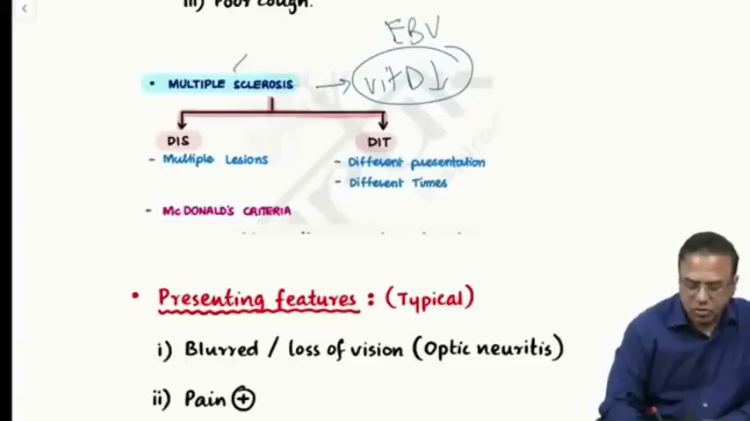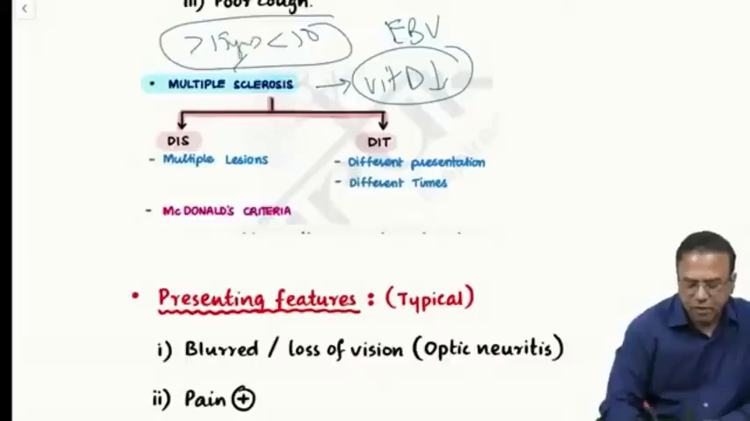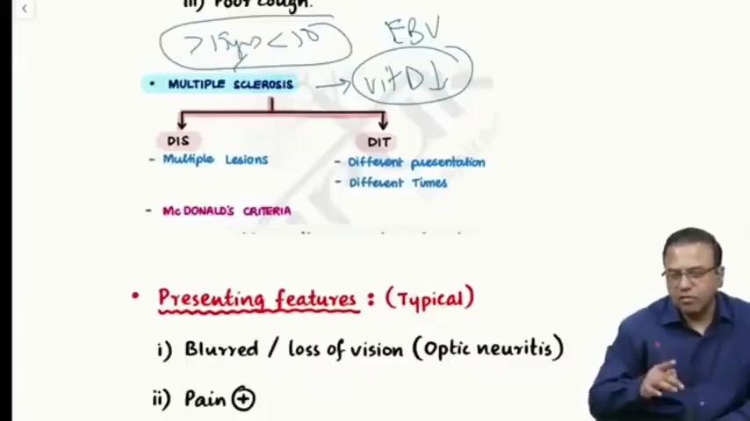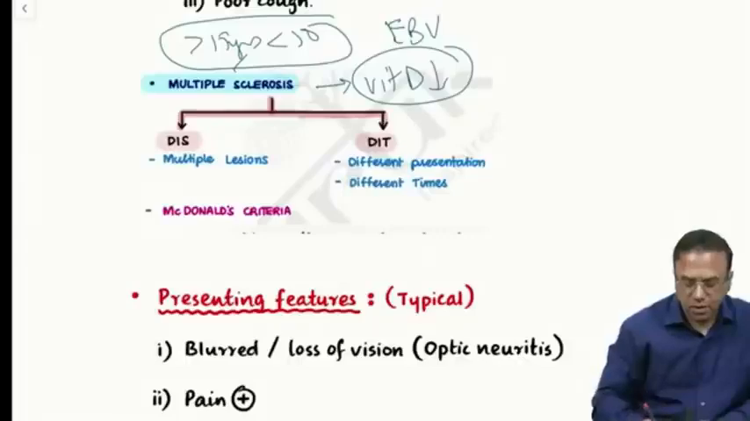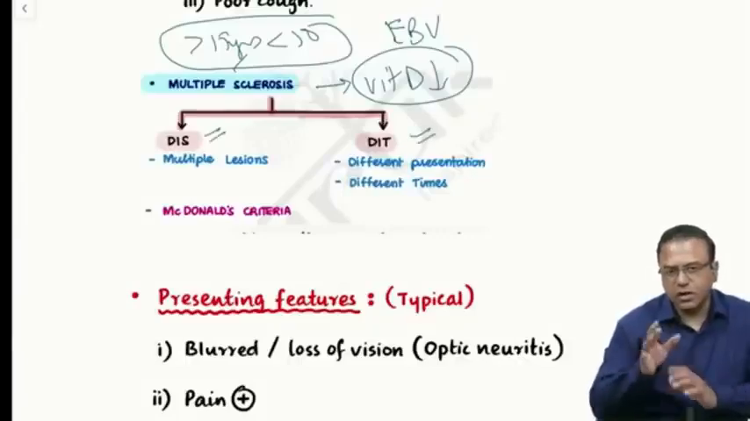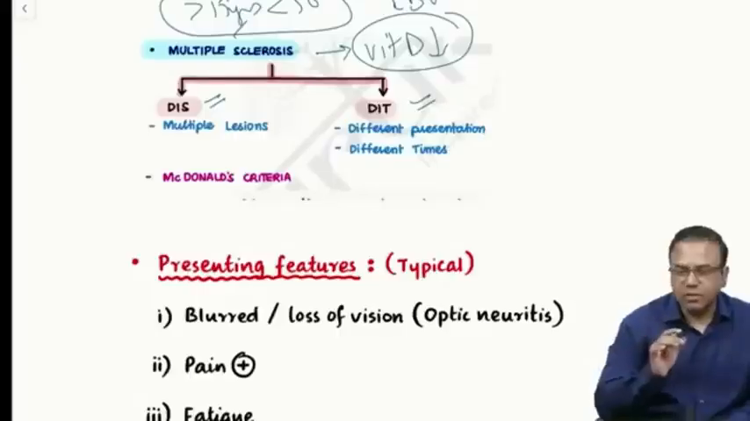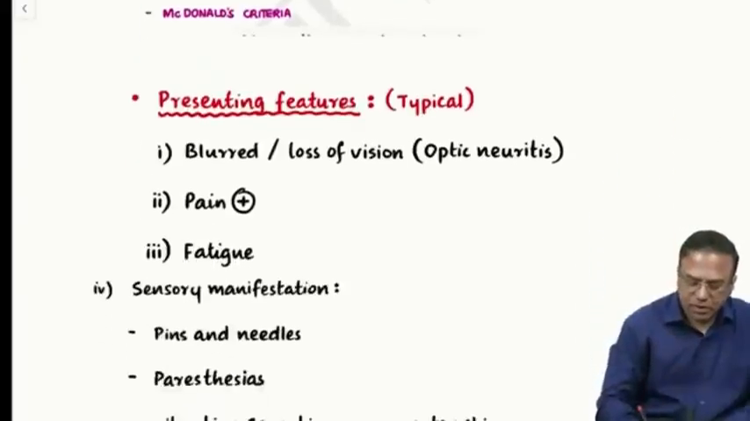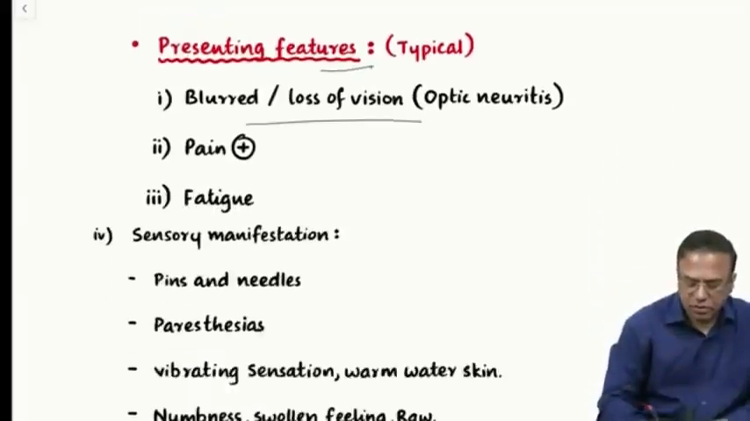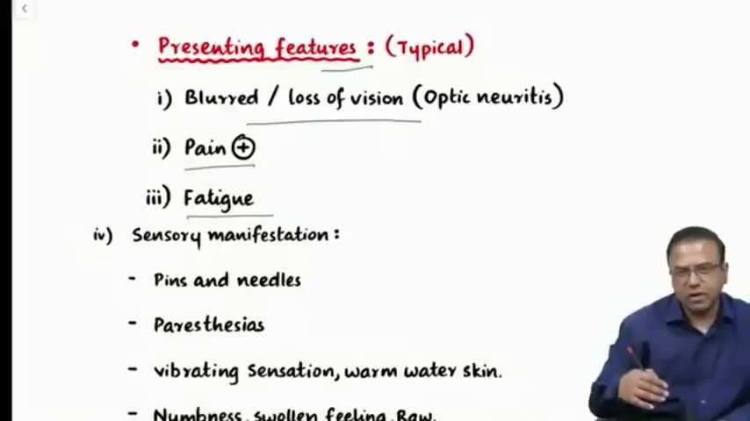Remember, multiple sclerosis should occur above 15 and below 50. Above 15 years, below 50 years. If it occurs below 15, you're not dealing with MS, remember that. Disseminated in space, disseminated in time. Out of the 4 areas, at least 2 areas should be involved. That is disseminated in space. Presenting features are blurring of vision, pain, fatigue, all these features will be there.